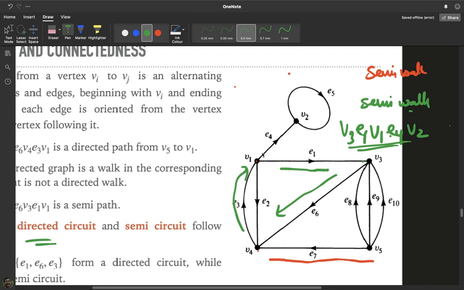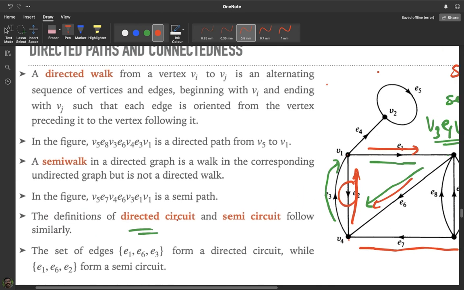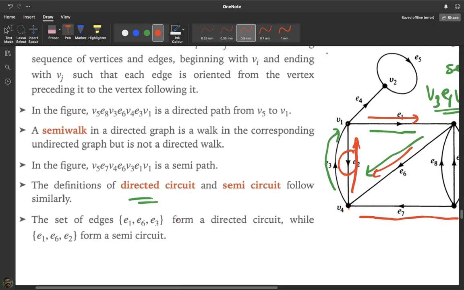Now, can you give me an example of a semi circuit which does not obey the direction? It's the same one you can take. You start from V1, go through E1, reach V3, go through E6, and then take the edge E2 so that you violate the direction. If you go through E1, E6 and E2, this is going against the direction. So this will not be a directed circuit, it will be a semi circuit because it is a circuit in the corresponding undirected graph. I hope it is clear what a directed circuit and a semi circuit mean.